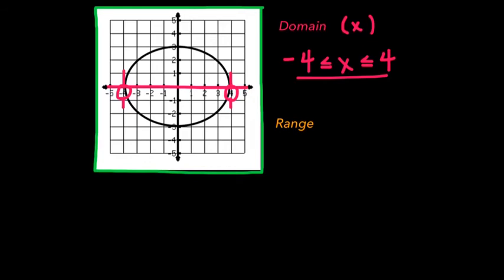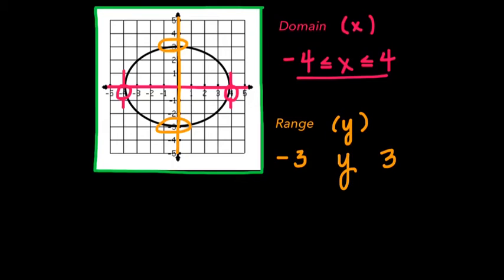And for our range, we're going to look at the y values. So in looking at our y values, we kind of see the same thing. We're looking for the smallest, which is at -3, and the largest, which is at a positive 3. So our range goes from negative 3 to a positive 3. I'm going to put the y in the middle to show we're talking about the range.